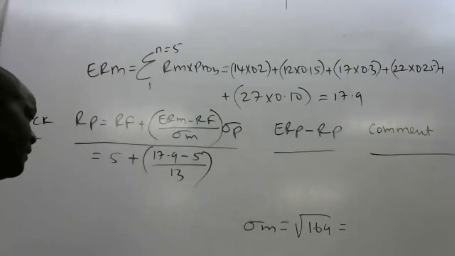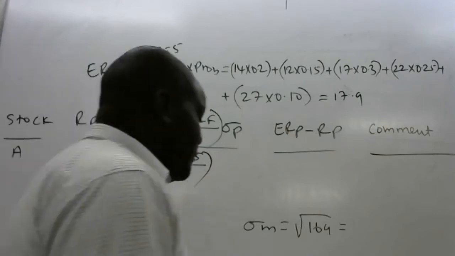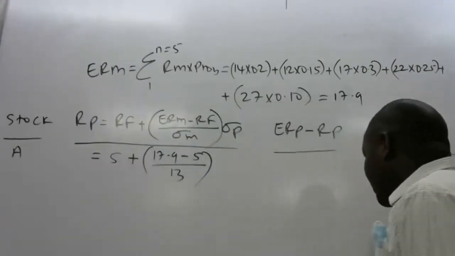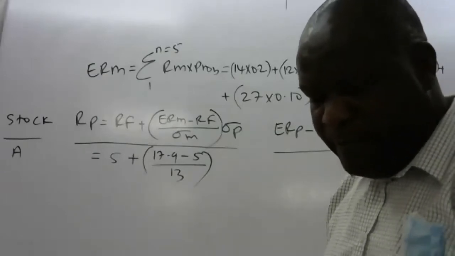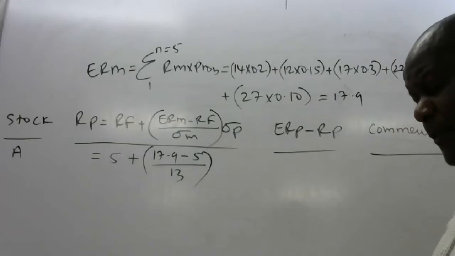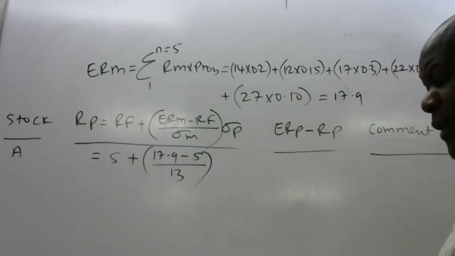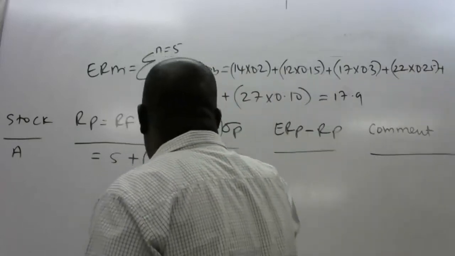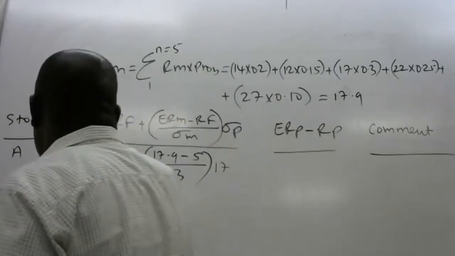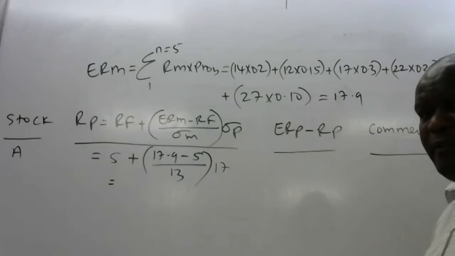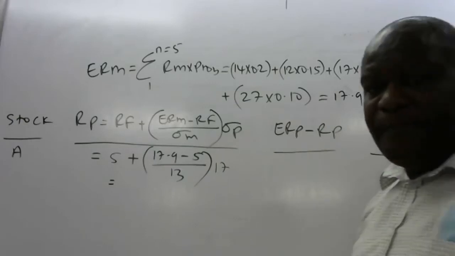Then the standard deviation of the portfolio has been given. When you check, we are on stock A, they gave us 17. So compute and give me the value for that.